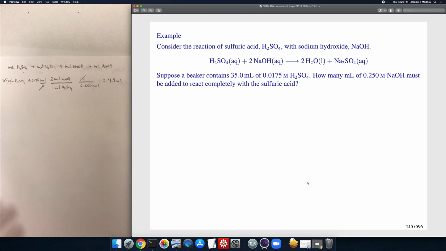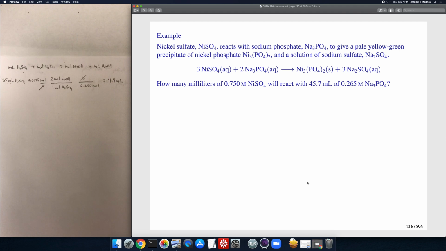Okay, so this is an example of a stoichiometric problem involving solutions where we use the molarity of the solutions to get to the mole level, and from there we can do the ordinary mole-to-mole conversion using the chemical reaction. This next problem is similar. I'm going to go ahead and work this example just to give us some extra practice.